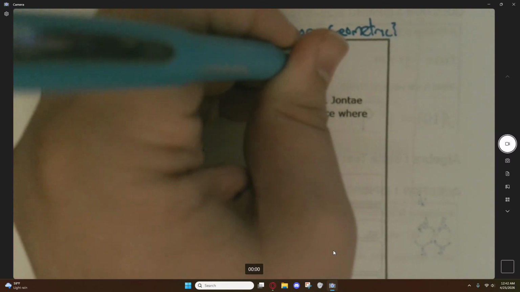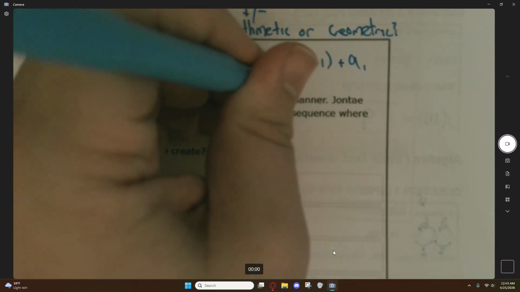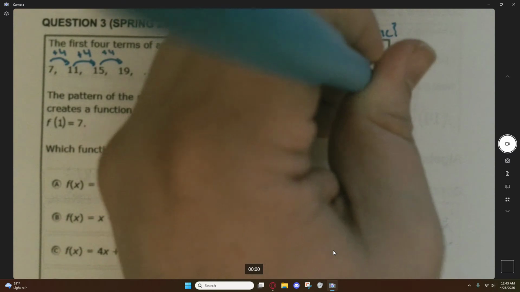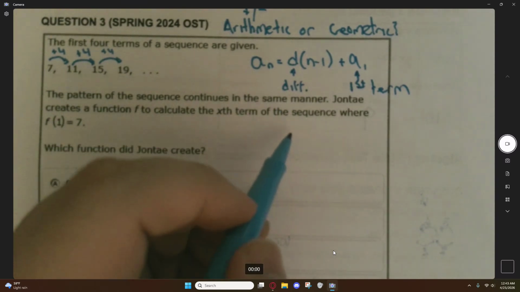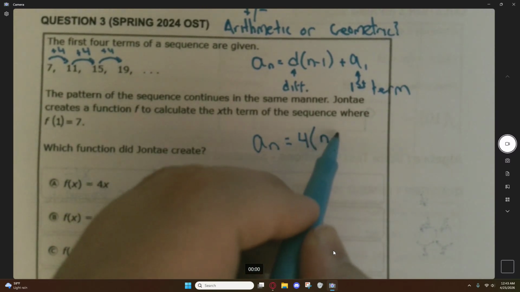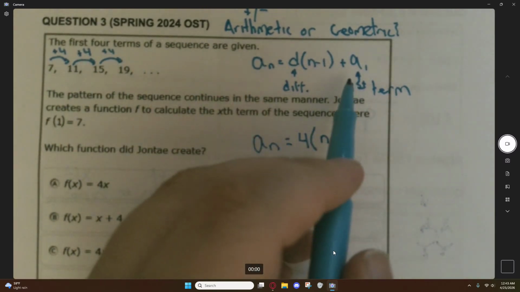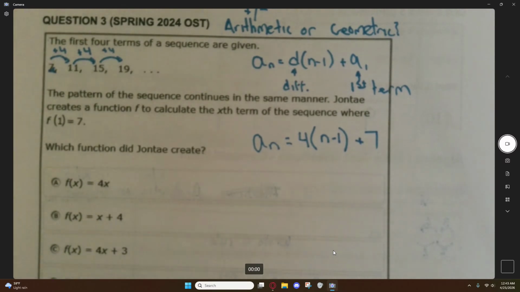So our formula for an arithmetic sequence is A of n equals d times n minus 1 plus a1, where d represents your common difference, and a1, just like last time, represents your first term. So in this case, a of n equals our common difference, which is 4, times n minus 1, plus a1. Our a1 is 7. Does this match any of our answers? Not yet. So we have to simplify more.